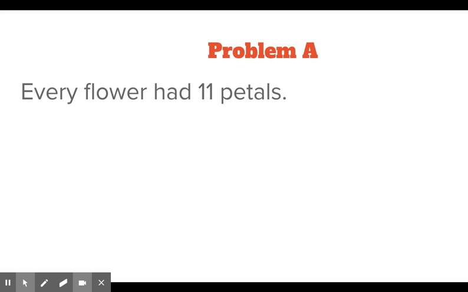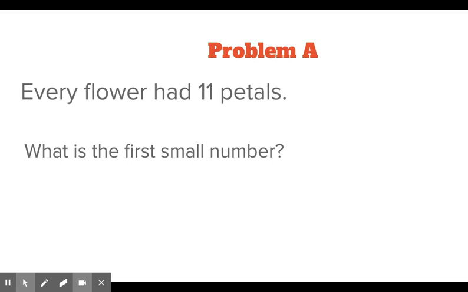Here we go. Problem A. Every flower had 11 petals. So all those flowers in the world that we saw had exactly 11 petals. So we got to ask ourselves a couple questions. First question, what is the first small number? First small number is going to be 11, right?